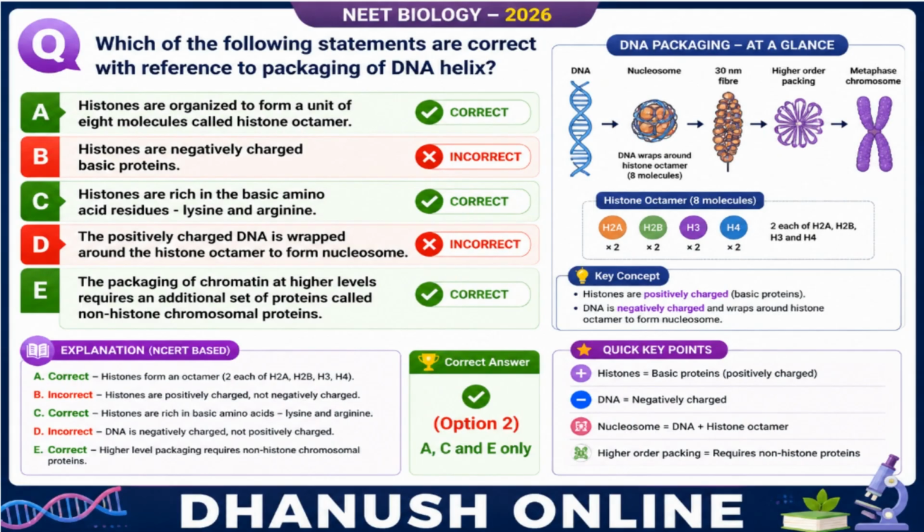Correct statements regarding DNA packaging are that histones form an octamer, are basic proteins rich in lysine and arginine, and higher-level packaging requires non-histone chromosomal proteins. Histones are positively charged, not negatively, and DNA is negatively charged, wrapping around the histone octamer. A, C, and E are correct.